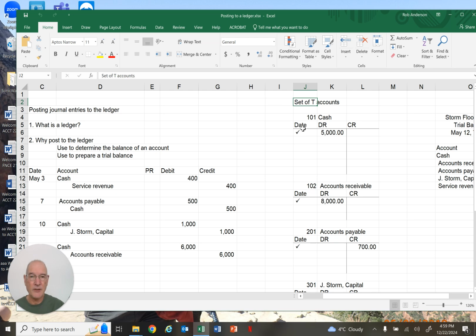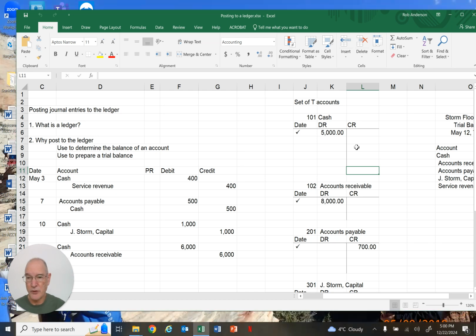My T accounts have a date column, a debit column, and a credit column. And you'll notice that if you look, there's an underline here and a line in the middle. That's the T of a T account. And you can make this in Excel, or you can use a Word table. And instead of a balance column, what we usually do with a T account is we just balance it at the end. We just take the debits away from the credits or vice versa, and we find the balance.